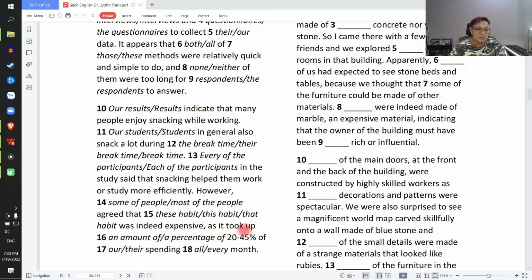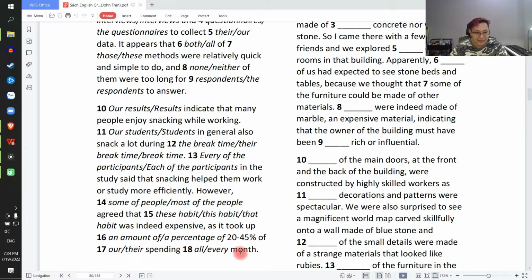Bởi vì nó tốn một cái tỷ lệ phần trăm là 20 đến 45%, chứ không phải là cái lượng. Một tỷ lệ phần trăm là 20 đến 40%, 45% của cái sự chi tiêu mỗi tháng của họ. They are here referred to the word people. Most of the people here. Cái chữ they này nó nhắc đến most of the people nè, phần đông con người ta nè.